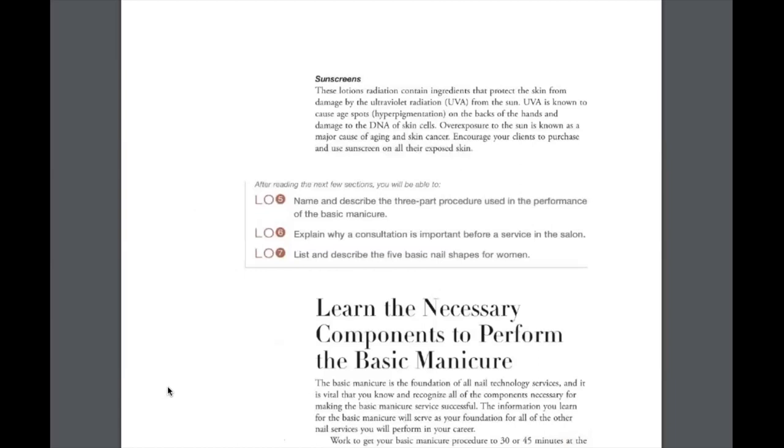And then we have sunscreens. Sunscreens are lotions that contain ingredients that protect the skin from damage by the ultraviolet radiation, UVA, from the sun. And UVA is known to cause age spots, hyperpigmentation on the backs of the hands, and damage to the DNA of the skin cells.